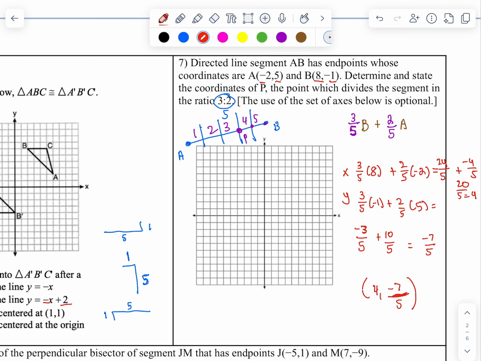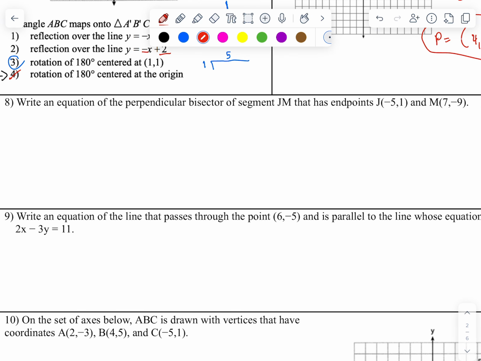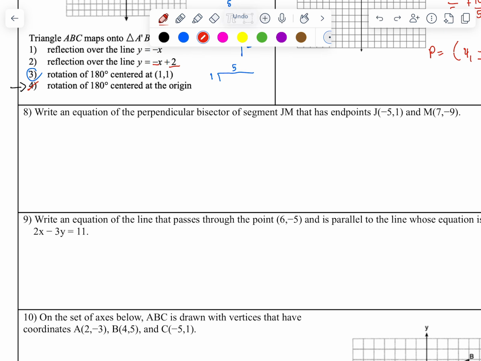Okay, and there we have it. The equation of the perpendicular bisector of JM. So the perpendicular bisector of JM is going to pass through the midpoint of JM, and it's also going to create right angles. So since it creates right angles, it's perpendicular. So we're going to need the perpendicular slope.